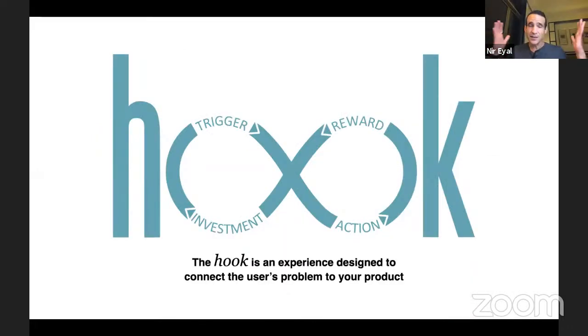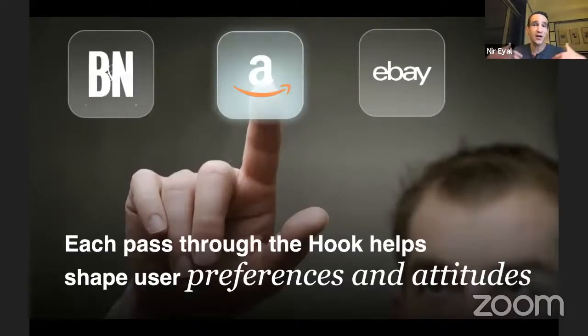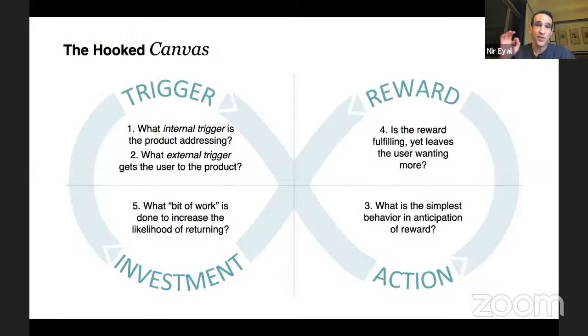So that's it. The 4 parts of the hook model: the trigger, the action, the reward, and the investment. These are the 4 steps that help people form habits with your product and service. This is how customer preferences are shaped. These are how our habits take hold. And it's through successive cycles, through these steps, and with these 5 basic questions.